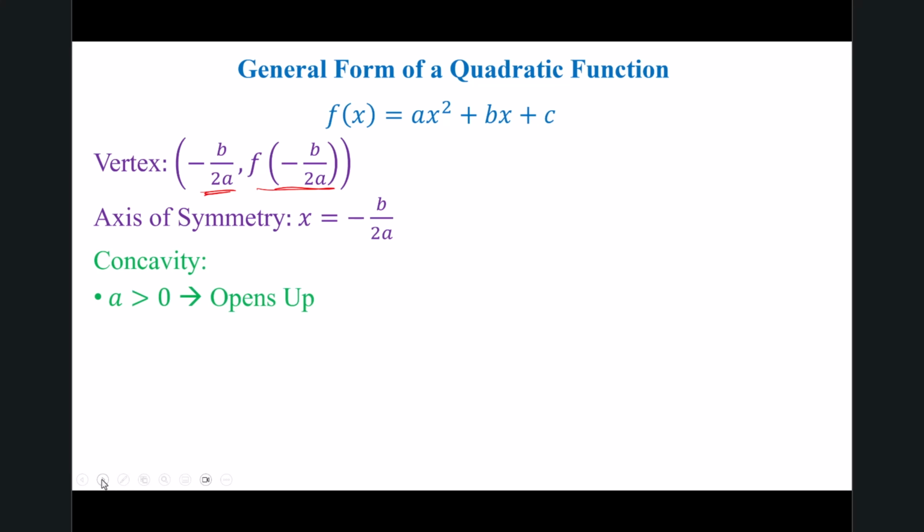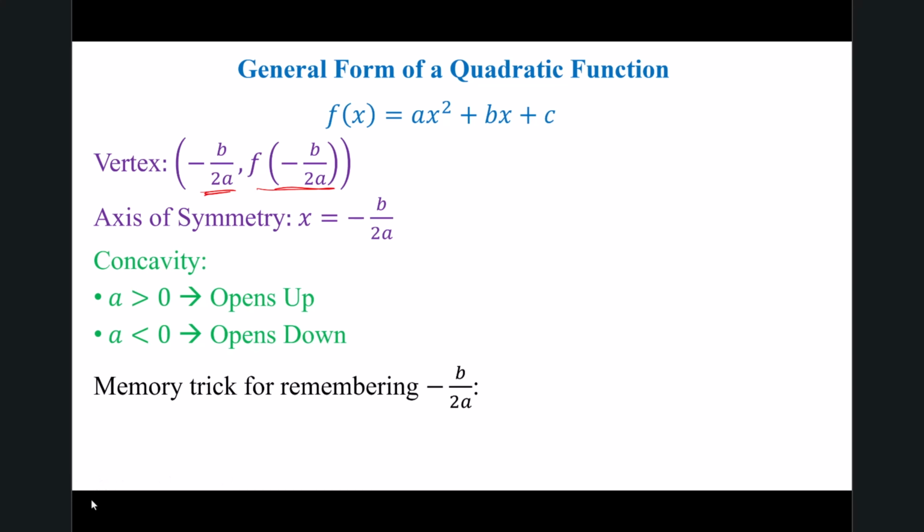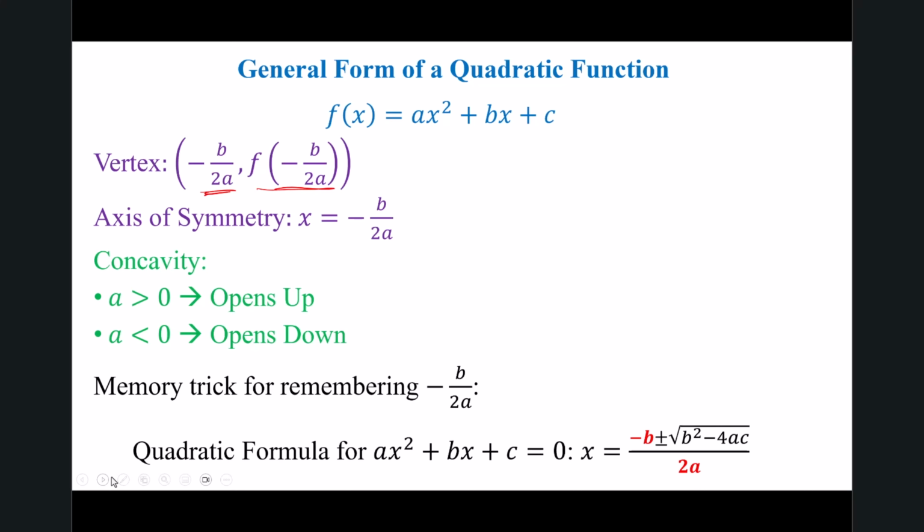The concavity is still the same. If the a value is greater than 0, it opens up, and if the a is less than 0, it opens down. One way to remember this, the negative b over 2a, that's just part of the quadratic formula. So if you already have the quadratic formula memorized, you're not memorizing anything new. The negative b over 2a is just the part of the quadratic formula that does not involve the square root.